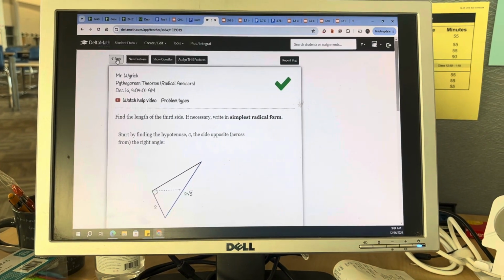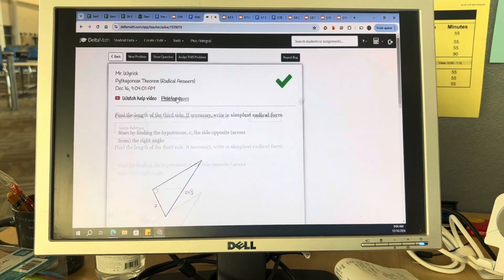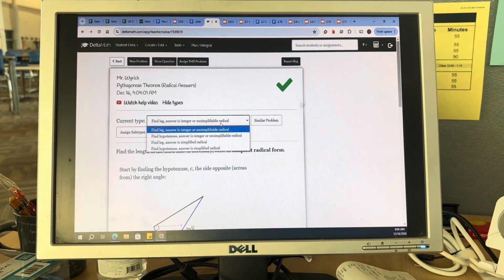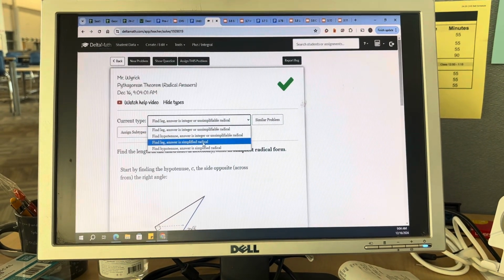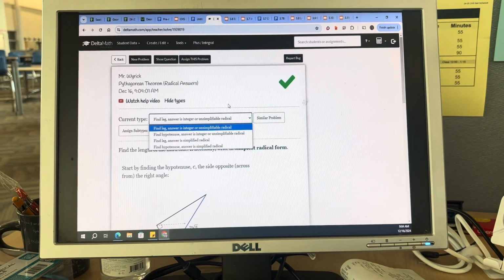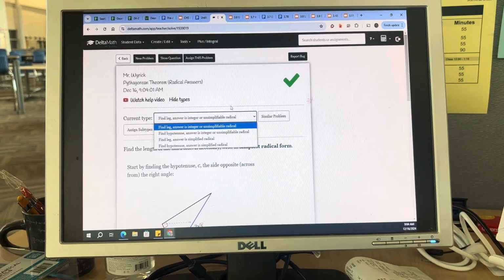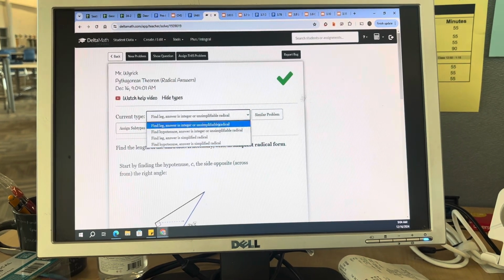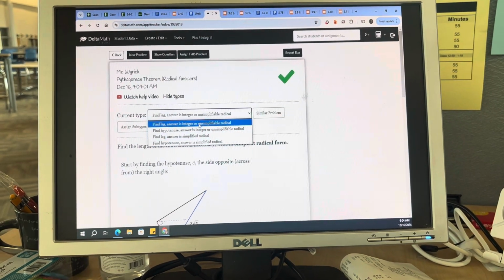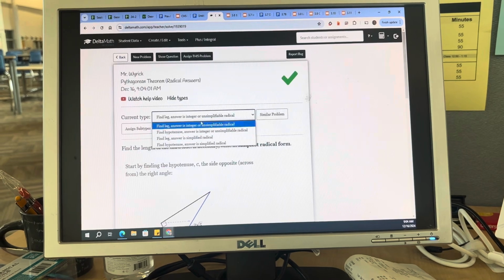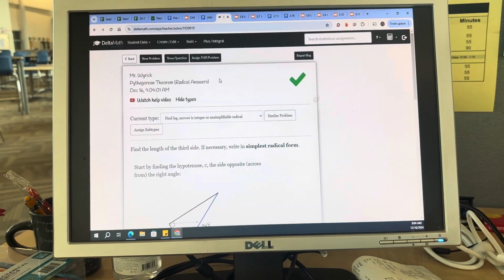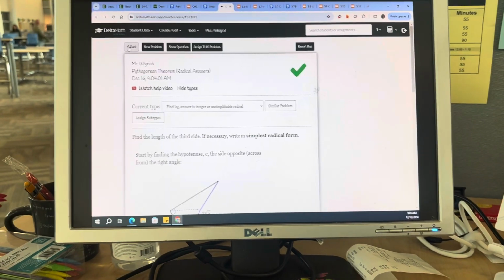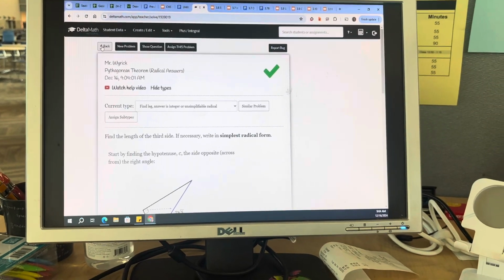Okay, so just work your way through it. Again, the problem types on this: find a leg, find the hypotenuse, find the leg, find the hypotenuse. And I believe on the test, I may have left it with these, where it's the integer or the unsimplifiable radical. I'm not real sure. But you should still be able to simplify them because that's what was on the other question.